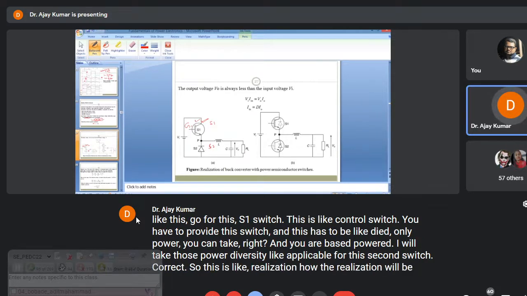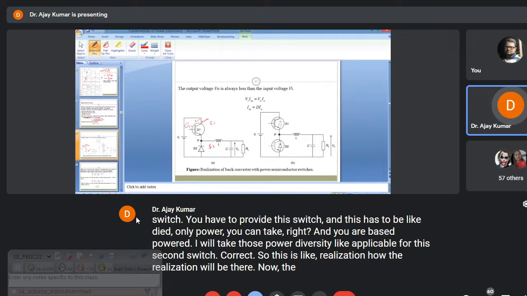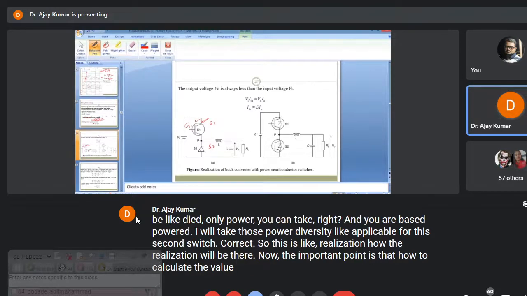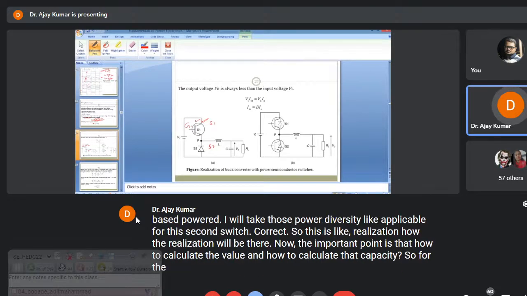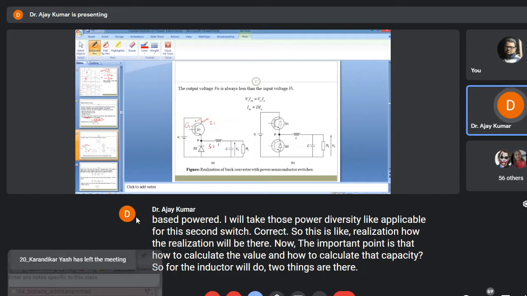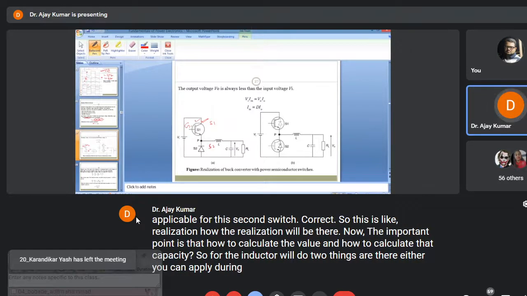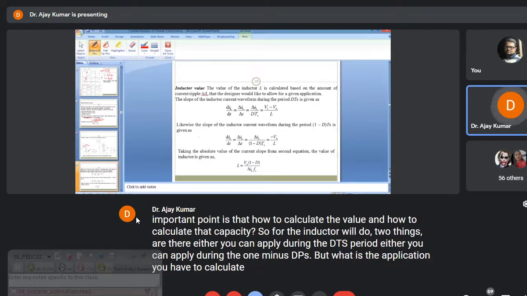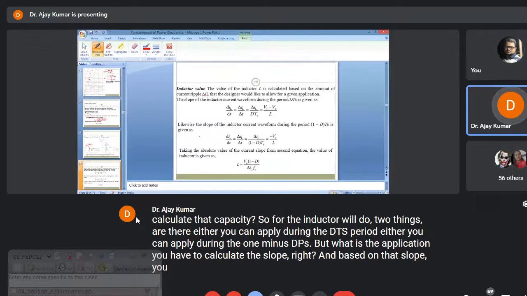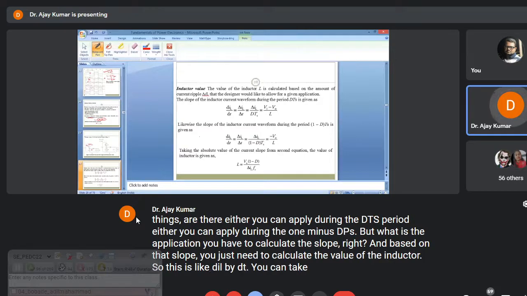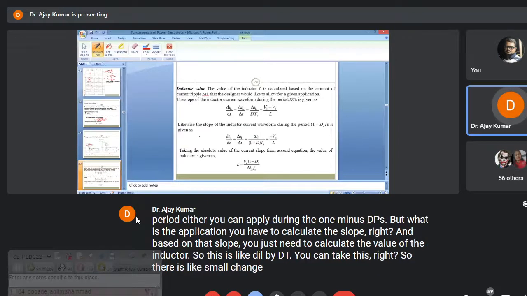Now the important point is how to calculate the inductor value and how to calculate the capacitor value. For the inductor value, two things are there. Either you can apply during the DTS period, or you can apply during the 1 minus D TS period. What is the application? You have to calculate the slope, right? And based on that slope, you just need to calculate the value of the inductor. So this is DIL by dt. You can take this, right? So there is a small change.